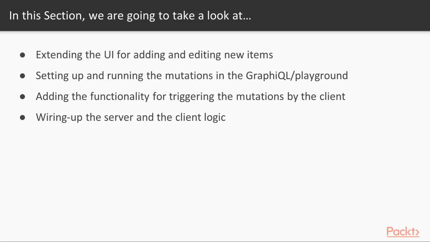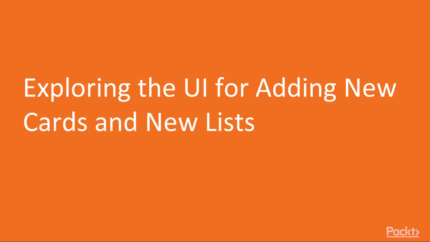We will extend our UI for adding and editing new lists and cards, set up and run the mutations in the GraphQL playground, and add the functionality for triggering the mutations by the client. Then we will wire up the server with the client logic. Let's start with the next video, exploring the UI for adding new cards and new lists.